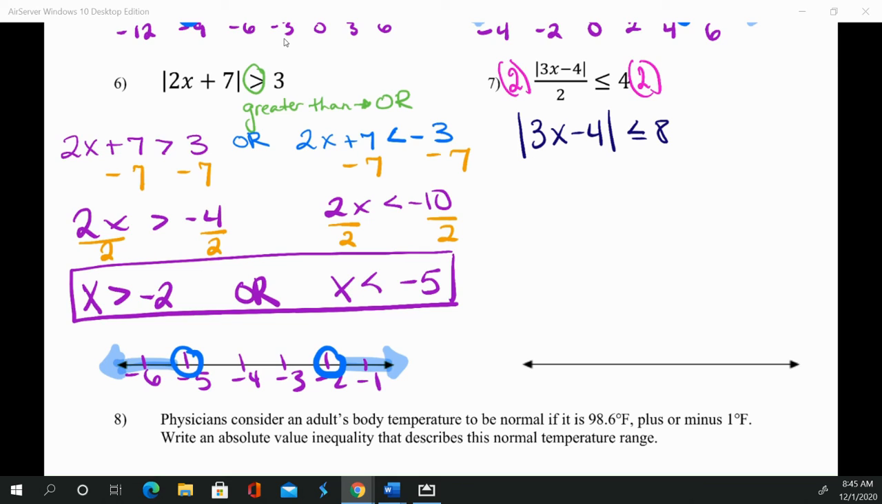So we get the absolute value of 3x minus 4 is less than or equal to 8. It's a less than, so we know it's an and. So then we set it up. It's helpful for spacing to kind of move a little bit to the right. Set up your right side.